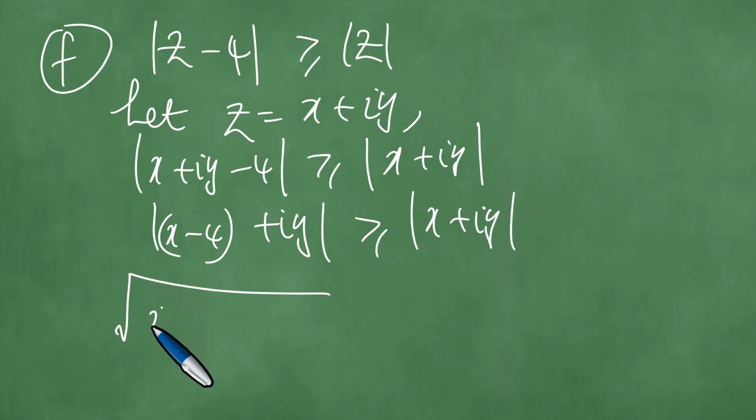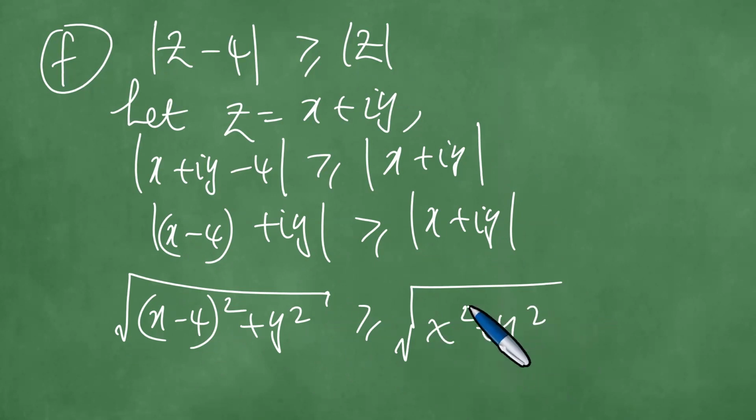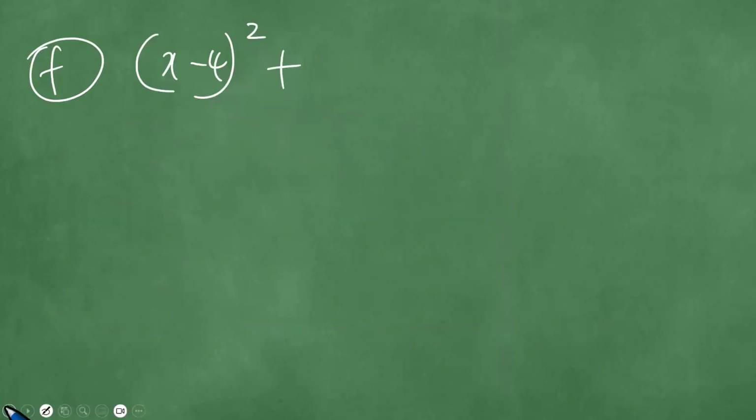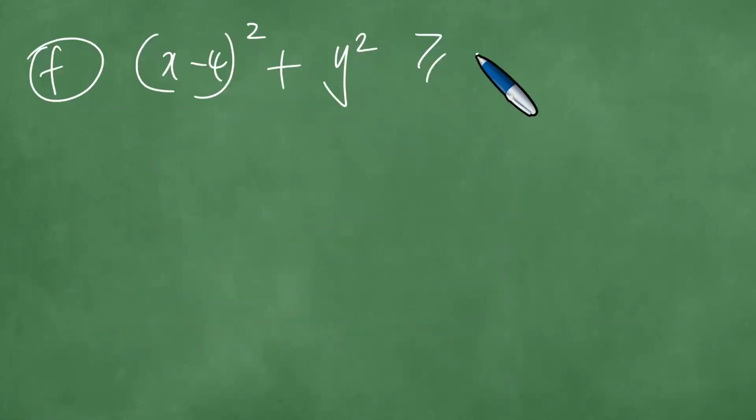Okay, now you have this here. You square both sides. So if you square both sides, it then means that you have (x minus 4) squared plus y squared greater than or equal to x squared plus y squared.